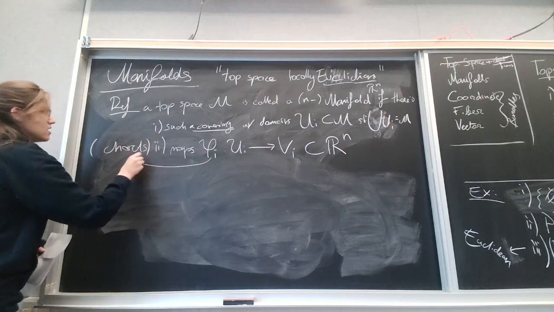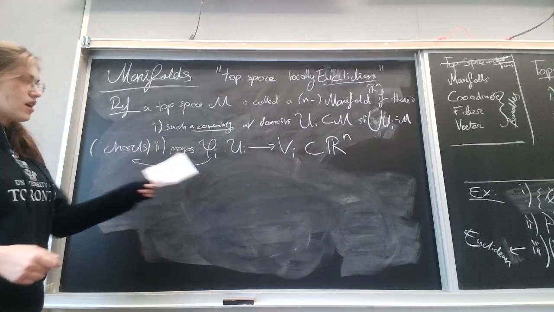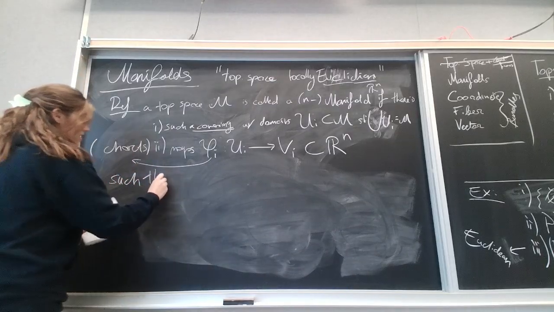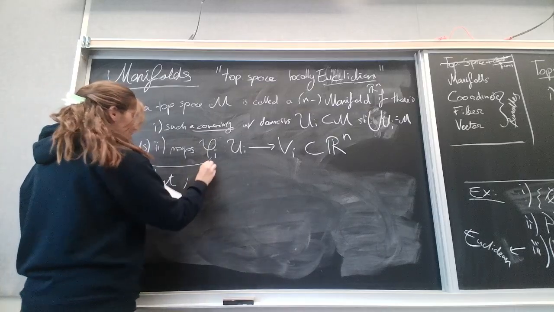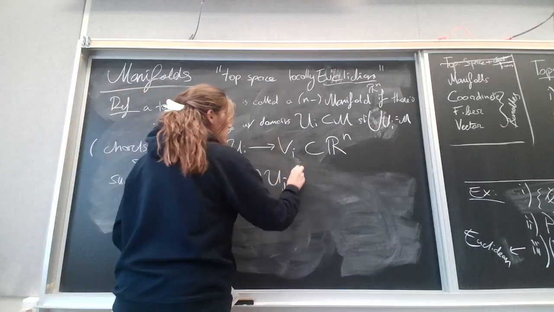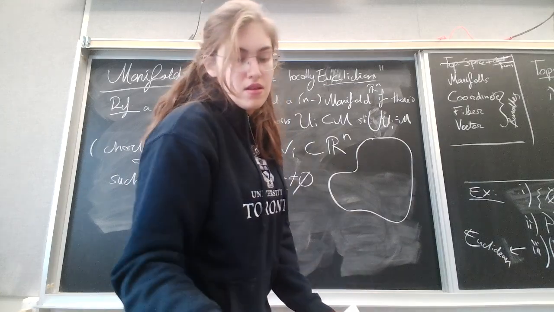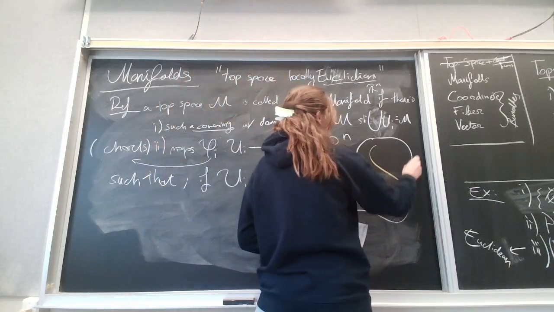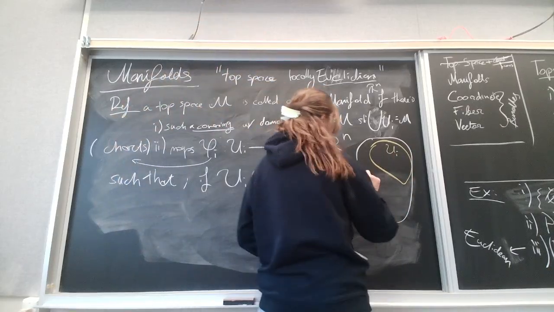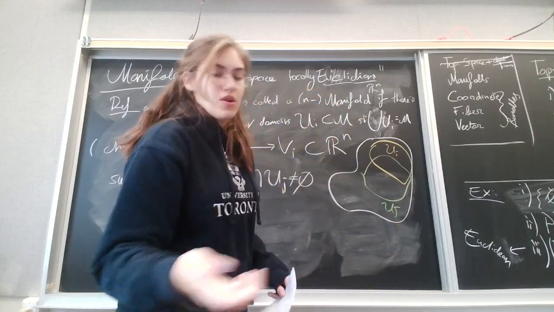So these are called charts. Now we have two things that we need to have, and these need to satisfy some constraints, such that if you take any U_I and any U_J, that intersection is non-empty. Well, this means, let me draw it here. So this is your U_I, and this is your U_J. We have an intersection here, right?